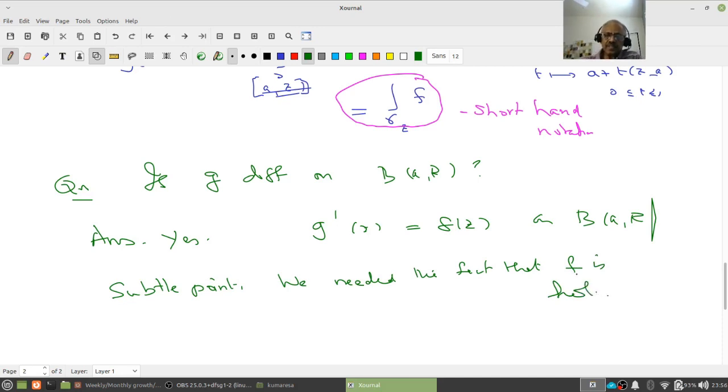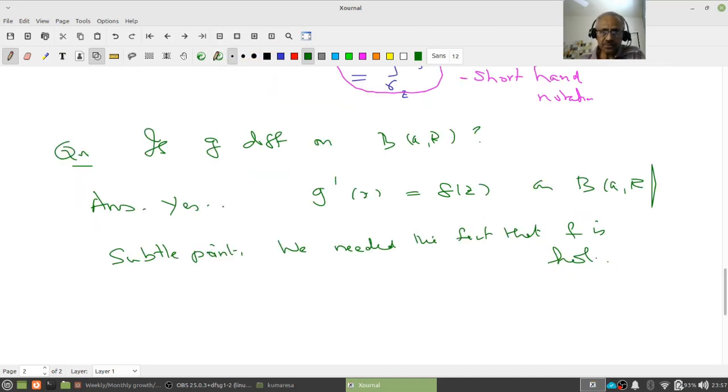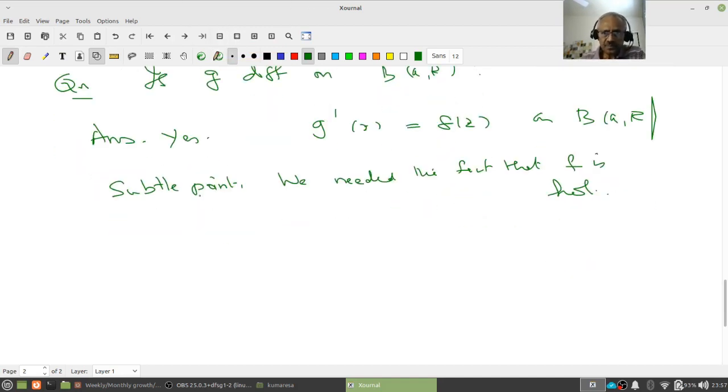We needed the fact that f is holomorphic, unlike in the real case where I just needed f to be a continuous function. This is only for z along that. If I want to prove this on all of U, we'll come to that later. All right. The next thing.